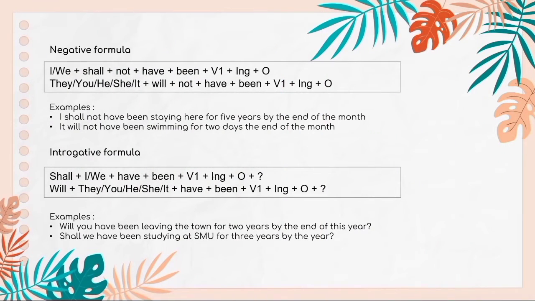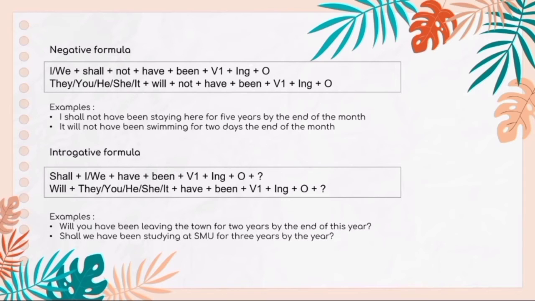Negative formula, future perfect continuous tense: I or we plus shall not plus have been plus verb 1 plus ing and object. They, you, he, she, it plus will not plus have been plus verb 1 ing and object. Examples: I shall not have been staying here for 5 years by the end of the month. It will not have been swimming for 2 days at the end of the month.